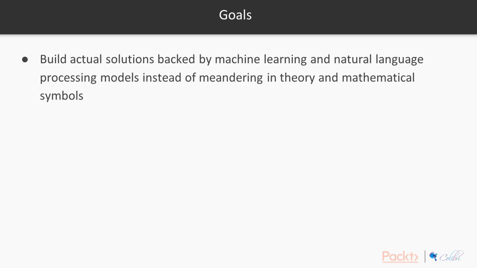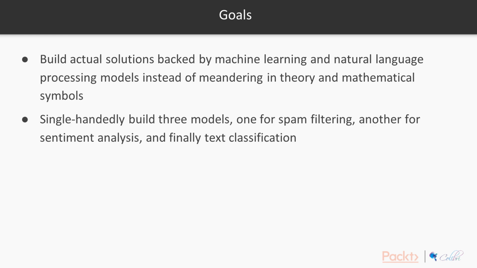We have 3 goals in this course. We want to build actual solutions backed by machine learning and natural language processing models, instead of just talking about theory and mathematical symbols. We want to show you, start to end, single-handedly, how we can build 3 models: one for spam filtering, one for sentiment analysis, and finally one for text classification.